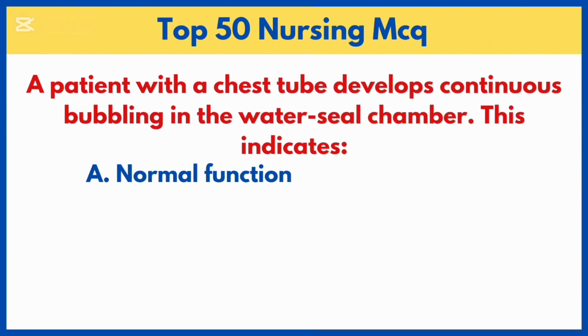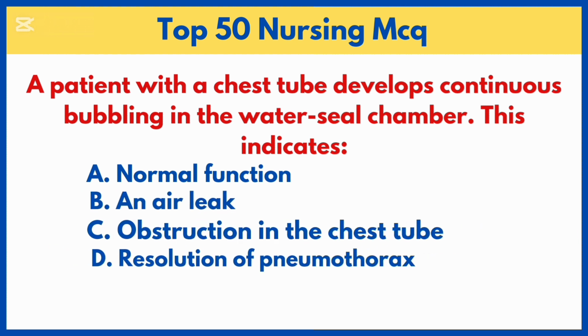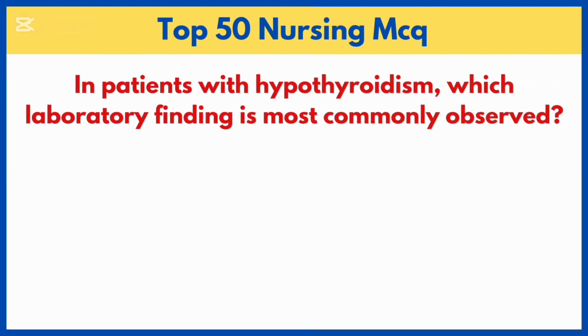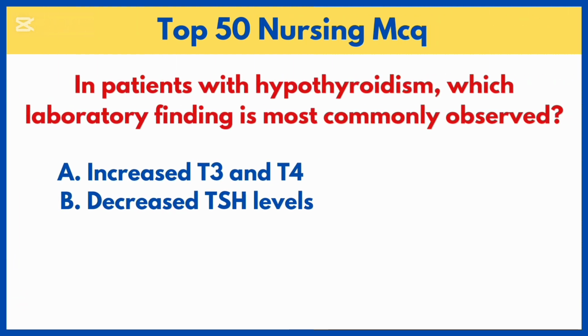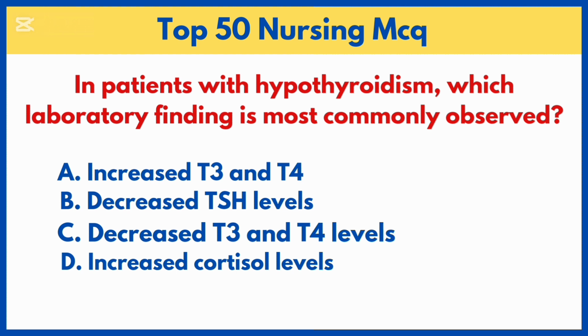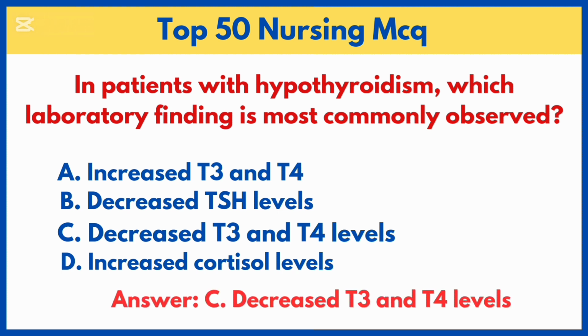A patient with a chest tube develops a continuous bubbling in the water-sealed chamber. This indicates. Correct answer is option B. An air leak. In patients with hypothyroidism, which laboratory finding is most commonly observed? Correct answer is option C. Decreased T3 and T4 levels.